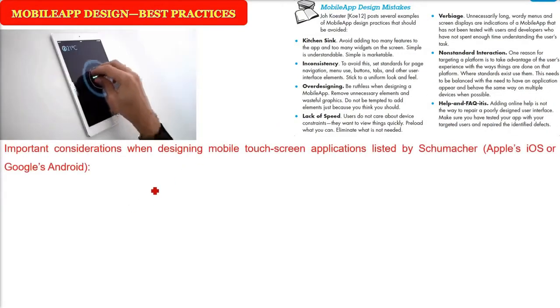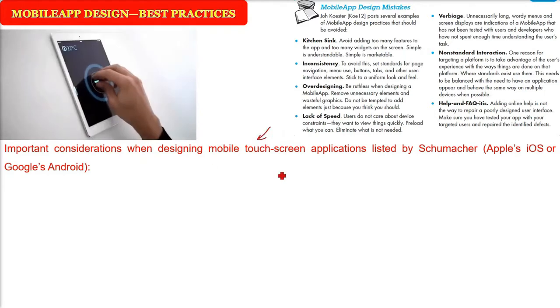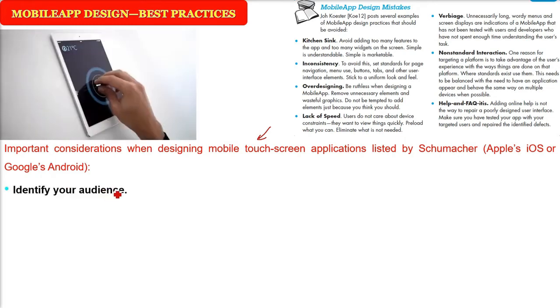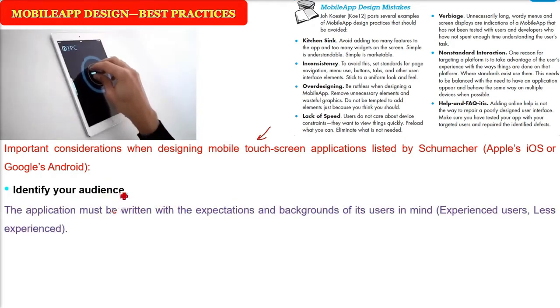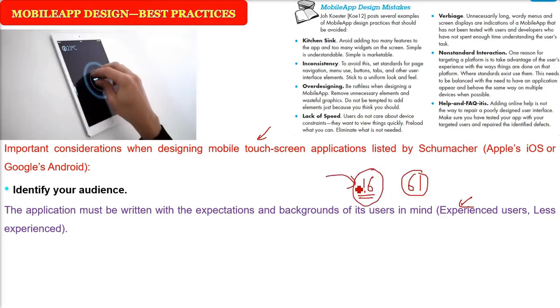So there are certain important considerations while you are designing a mobile touchscreen application, and these are listed by Shoemaker. It can be your Apple iOS, it can be your Google's Android. So what are the important considerations? First is identify your audience. You are making the app for an audience. What are their expectations? What are their backgrounds? It may be an experienced user, it can be a less experienced user. A 16-year-old guy and a 61-year-old person have a different way of working or interacting with the app.